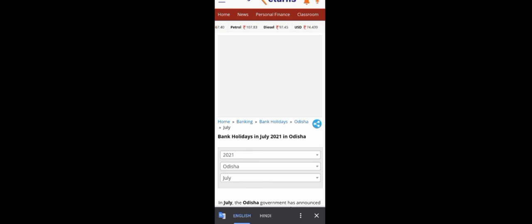Similarly, here petrol and diesel rates are also found. The price of petrol is 107.83 per liter, and the price of diesel is 97.45 per liter. And also the rate of the dollar is 74.439, and Sensex, Nifty, and the difference are found on this page.